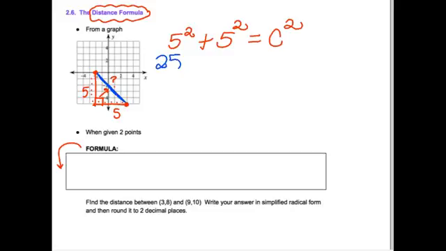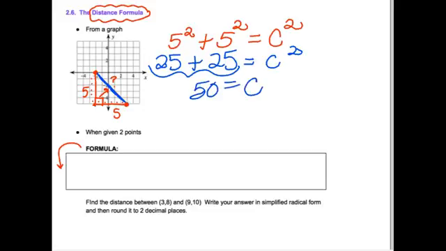5 times 5 is 25, never 10. And that's equal to c squared. 25 plus 25 is 50. And so why did I write a 2? Just trying to see if you're paying attention, that's why. So I've got 50 is equal to c squared.